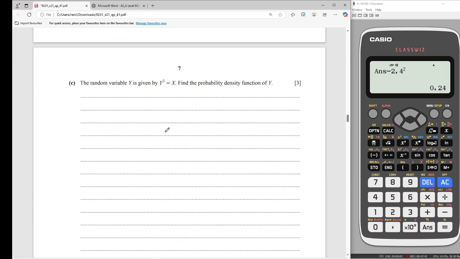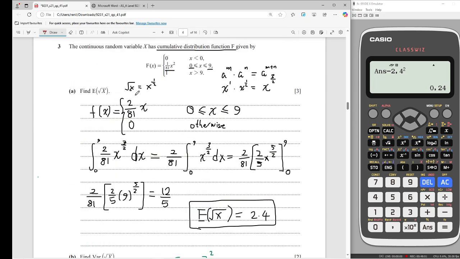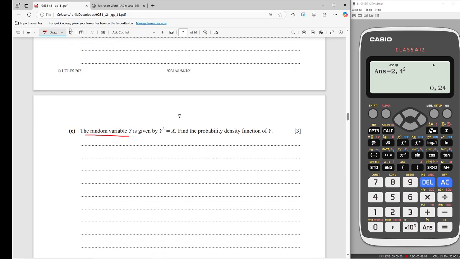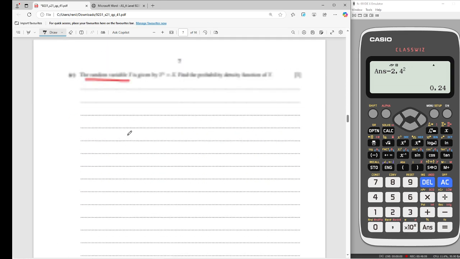And for the last one, random variable Y is given with Y cubed equals X, find the PDF of Y. We can't just plug Y cubed into our PDF. We need to plug Y cubed into our CDF and then differentiate it, and then we can get our PDF. Whenever we have the random variable Y, the CDF changes from F of x to G of y, capital G. So let's write our CDF for this. We have a lot of space for this.